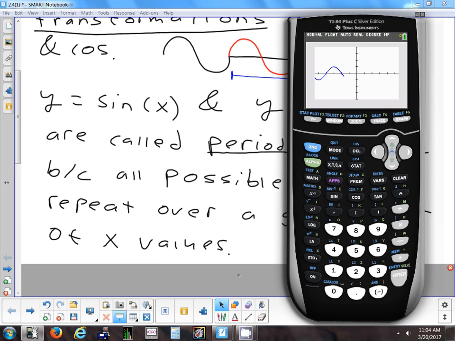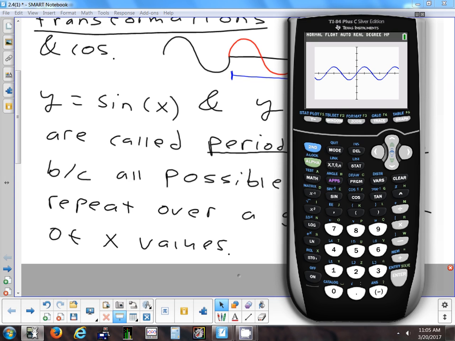Can anybody tell from where you're sitting, it might be a little small, how high that graph goes? Do you know? Yeah, it goes as high as 1. And how about how low? Yeah, it goes as low as -1. So the highest and the lowest that the basic graph goes is 1 and -1. The only way I could change that is if I stretch it out or compress it, or shift it up and down. But the basic graph is 1 to -1.